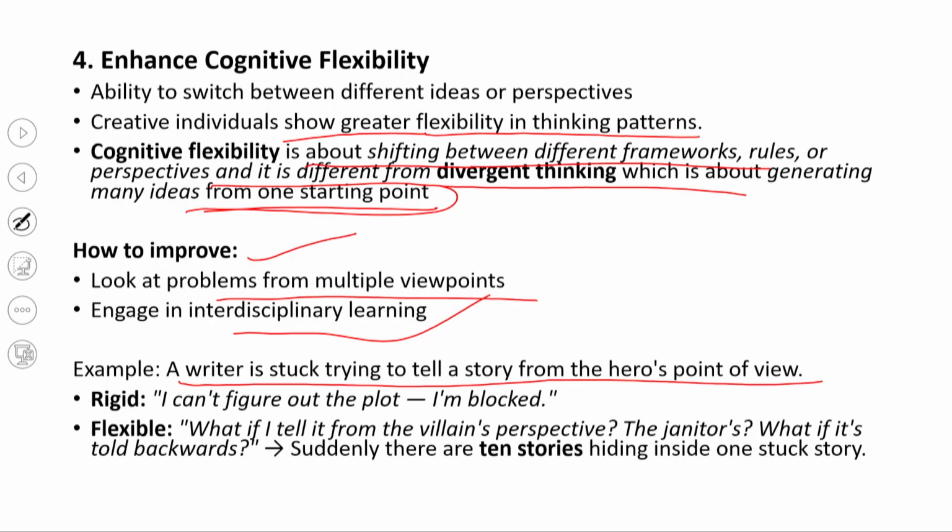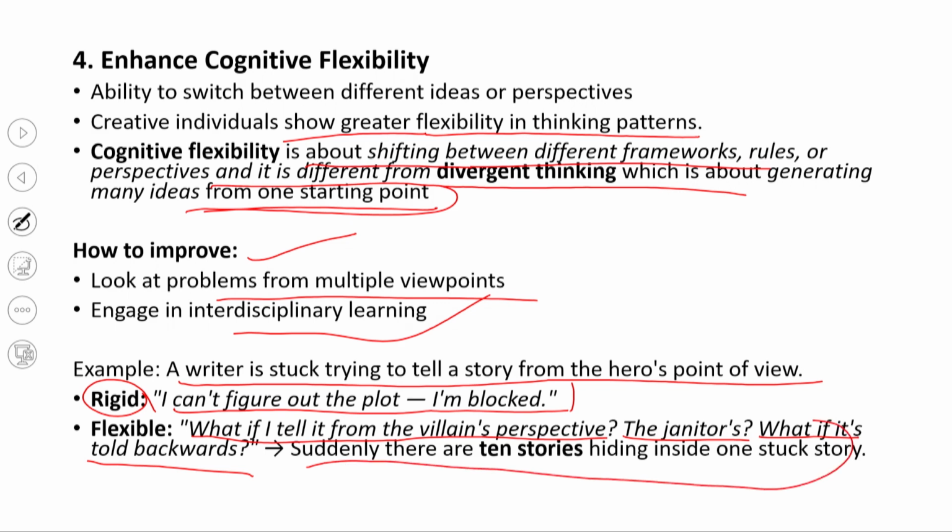If the writer has more cognitive flexibility, probably he will take different perspectives. For example, if he is very rigid, there is no cognitive flexibility, then the writer may say, I can't figure out the plot, I am blocked. Let us say he is not able to find more ideas about the story. If the writer has more cognitive flexibility, he may question, what if I tell it from the villain's perspective or a janitor's perspective? What if it is also told backwards or with different time plots? Suddenly, there can be 10 stories hiding inside the same story.